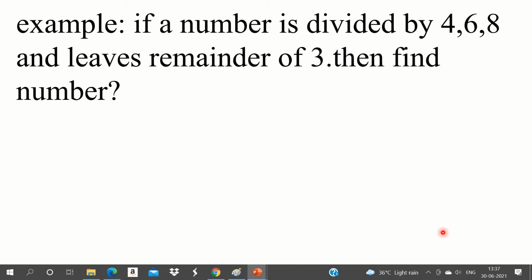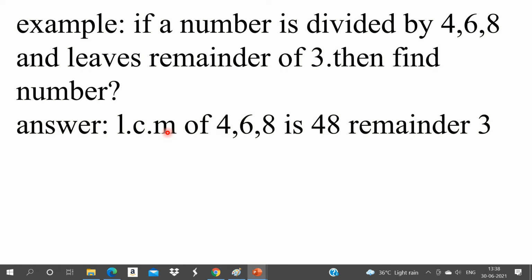If a number is divisible by 4, 6, 8, leaving a remainder 3, then find that number. There are so many numbers that will give a remainder 3 when divided by 4, 6, 8. You have to find the least number. So to find the least number that is divisible by 4, 6, 8, you have to find the LCM. So LCM of 4, 6, 8 is 24, and the remainder 3, you have to add that, 27.